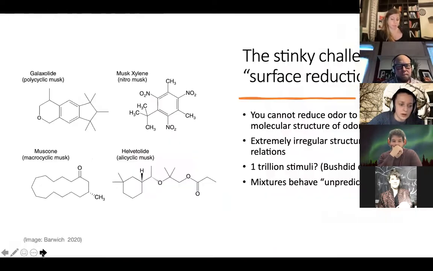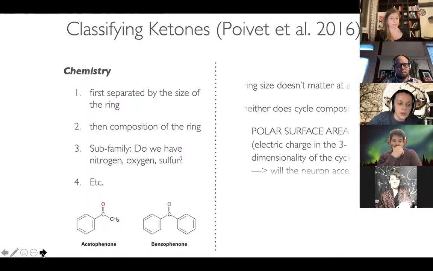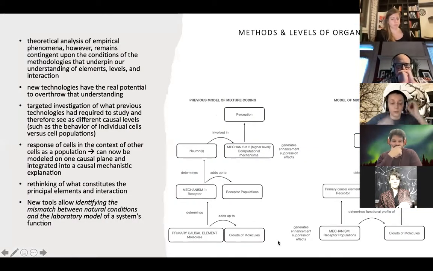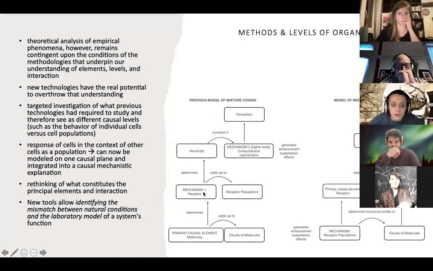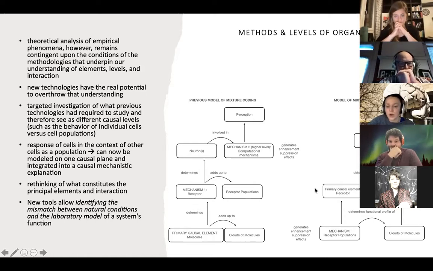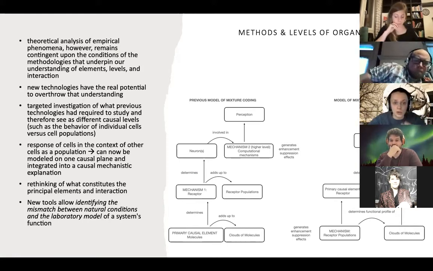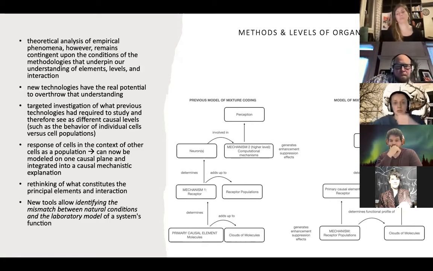For me, in the reductionism, what do I mean by rethinking the causal elements? Previously we had the primary causal element of the molecules interacting with the receptor. And then we have the neurons, and the higher-level computational mechanisms until we get perception. But perhaps we should start by looking at the stimulus not as individual odorants, but as clouds of odorants. That's already a change, which by the way makes a much stronger case for ecological perception, because we do perceive clouds of molecules in different statistical frequencies in the environment.